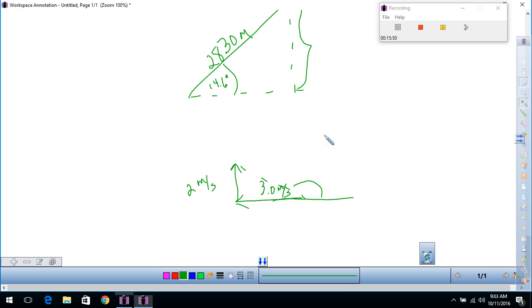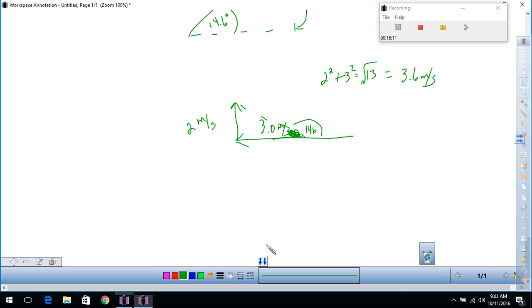So that's going to be 2 squared plus 3 squared is 13. Take the square root of 13 and you'll get 3.6 meters per second. And then I would find this little angle right here because I always want the angle with the two tails, and then I'd say 180 minus that is where the 146 came from. So try that. Alright, let me see how I'm doing time-wise.